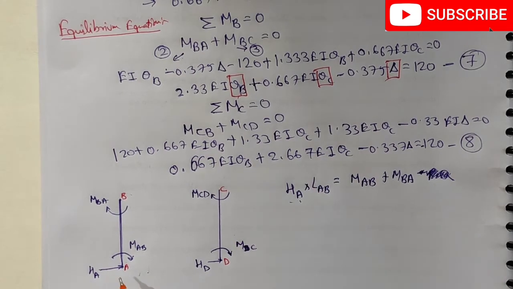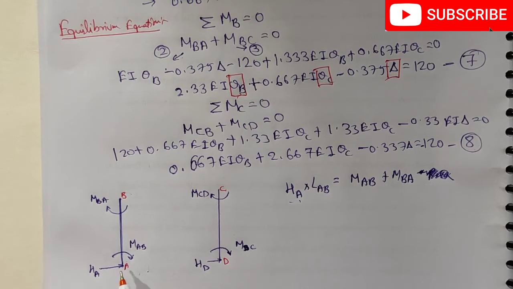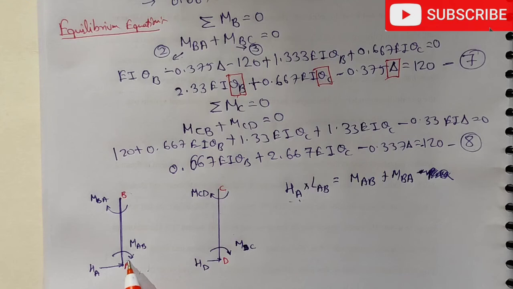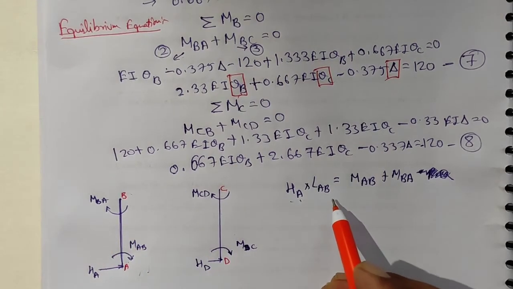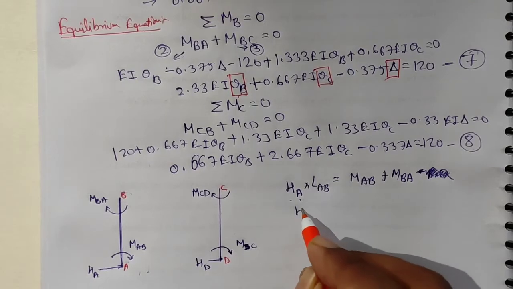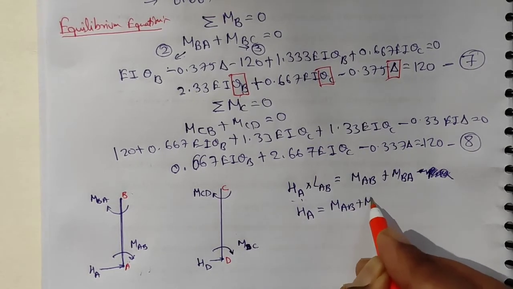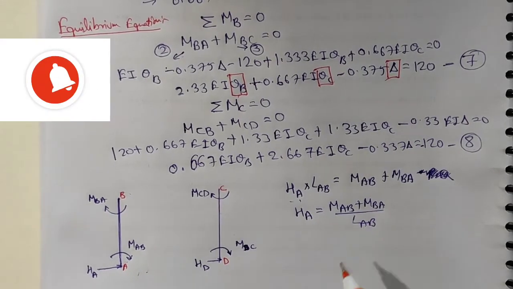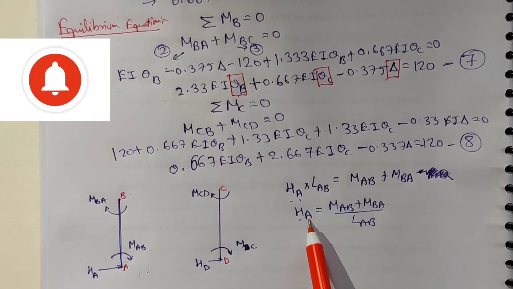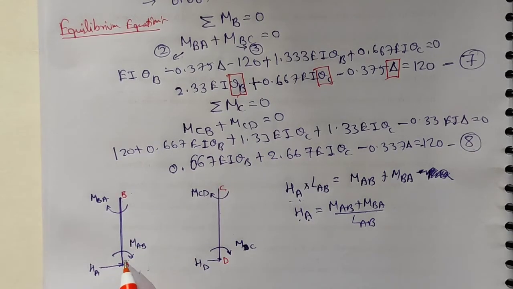By simplifying this member AB and taking consideration of the moments of this member, we can write HA, that is the horizontal force acting at the joint A which is fixed, and MAB be the moment and MBA be again a moment. So in this way we can write an equation HA equals to MAB plus MBA upon LAB. In this way we can find the value of HA, that is the horizontal force acting on this member.